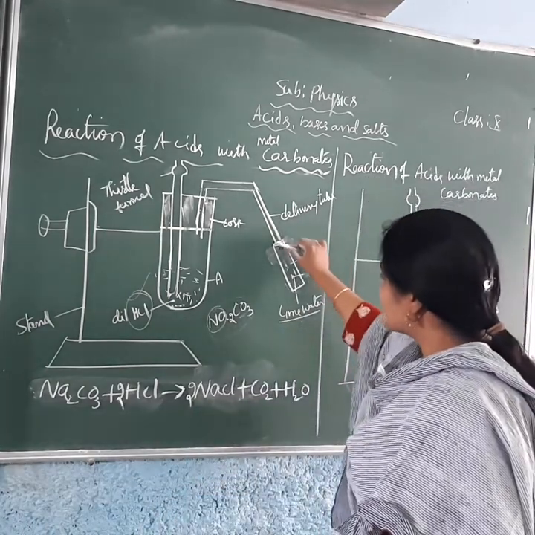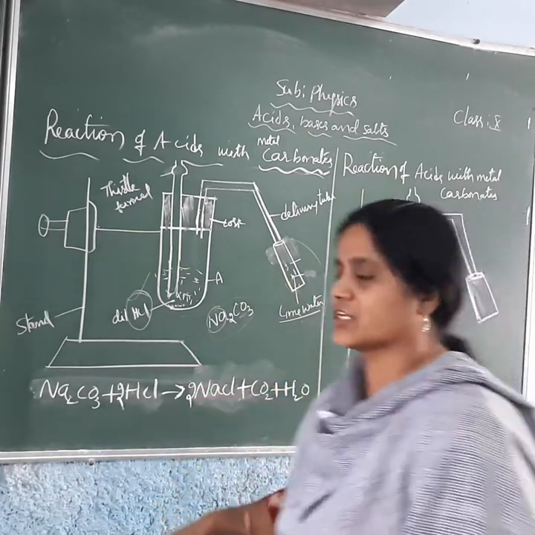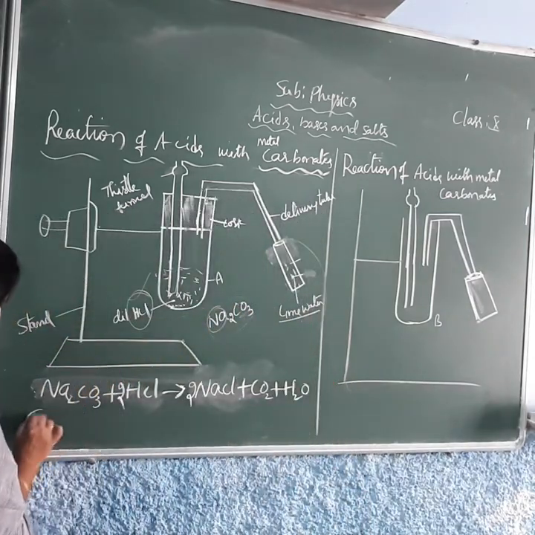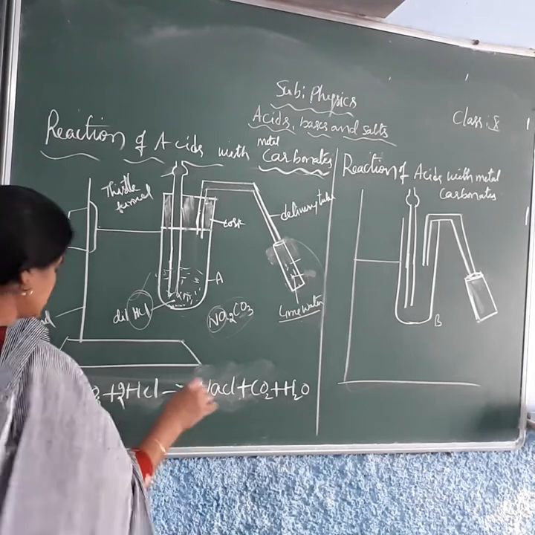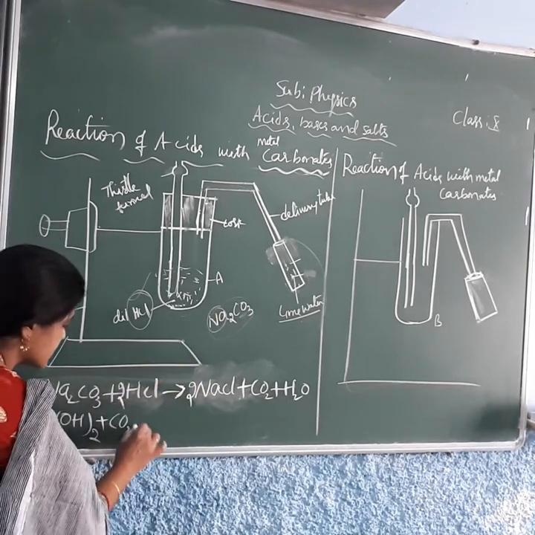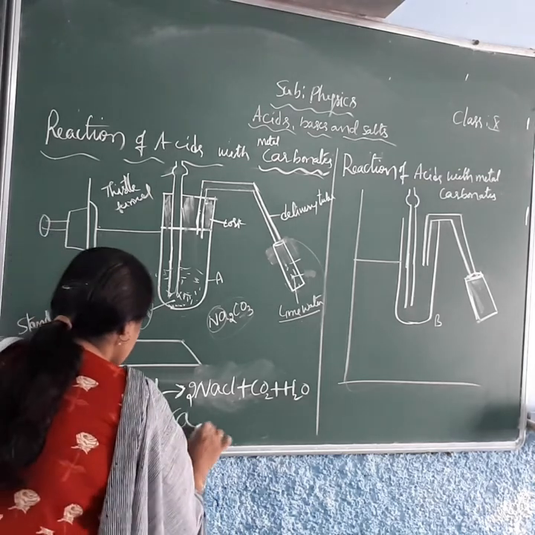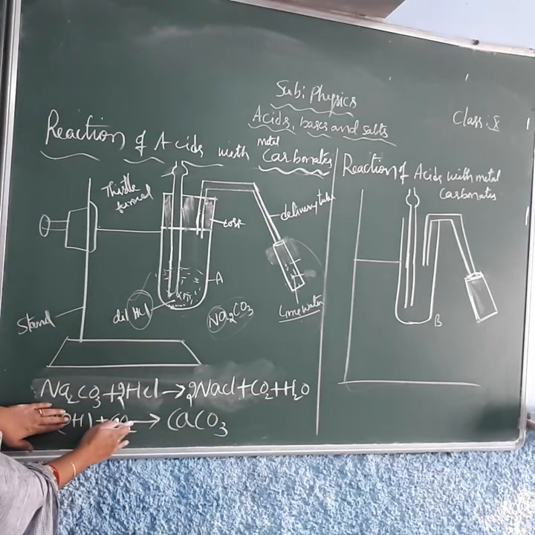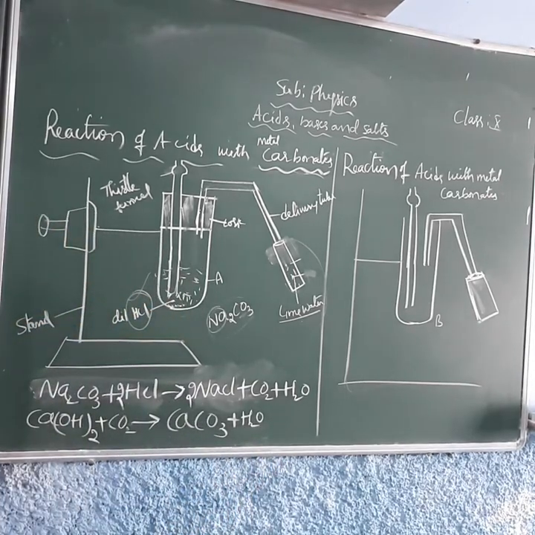Now I will write the equation for the lime water. Why does it turn milky? Lime water means calcium hydroxide, Ca(OH)2. When carbon dioxide gas is dissolved in this lime water, you will get CaCO3, and one more product, water.